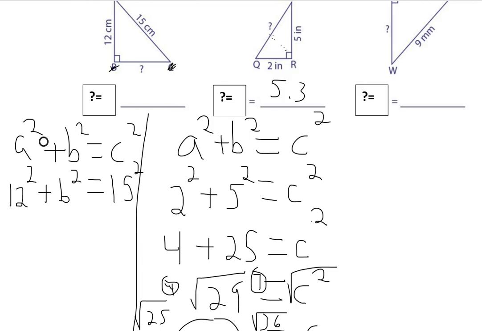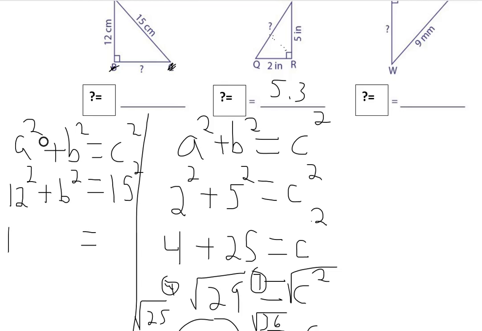Or you could have written A squared plus 12 squared equals 15 squared. The order of A and B doesn't matter, but what does matter is the C value. It's got to be the longest side. I'm going to say that again. You have to put the longest side in for C.